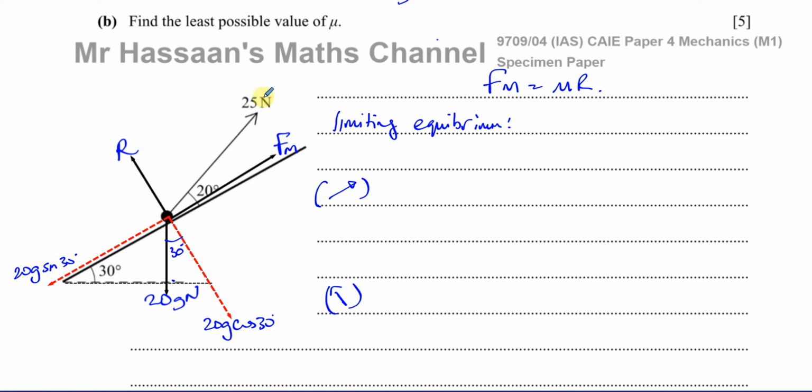Okay, and for the 25 newtons force, R is already perpendicular to the plane. The frictional force is already parallel to the plane. We don't have to resolve those, but the 25 newtons is going to have one component which is going parallel to the plane, and another component that's going perpendicular to the plane. So parallel to the plane, we're going into the angle 20 degrees, so this is going to be 25 times cosine of 20.